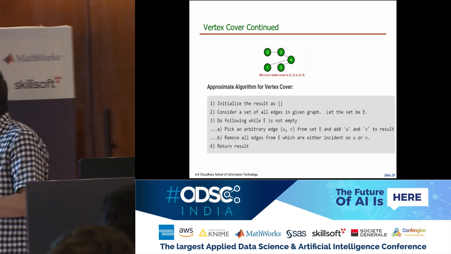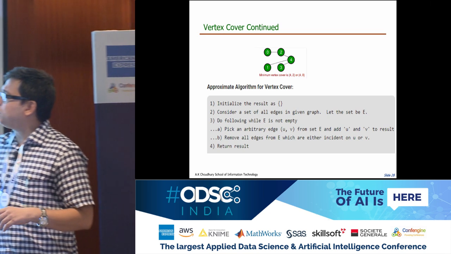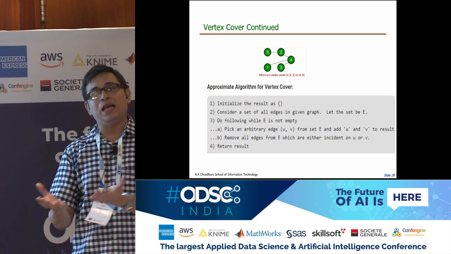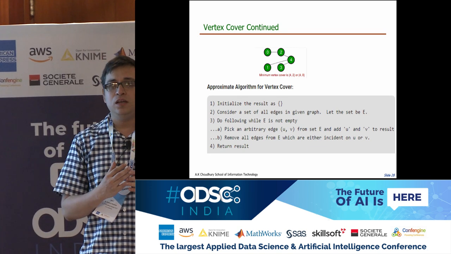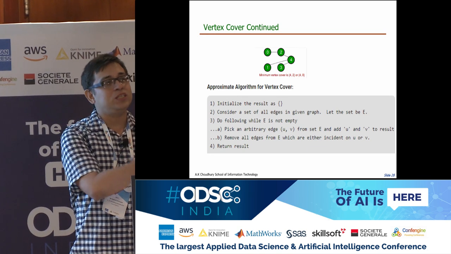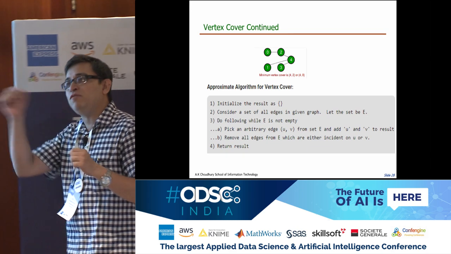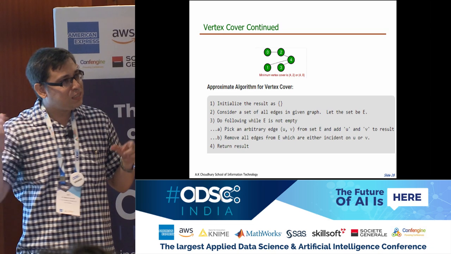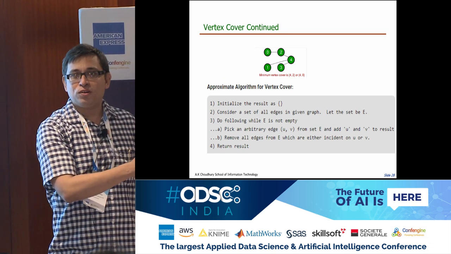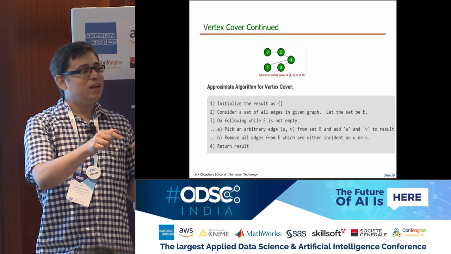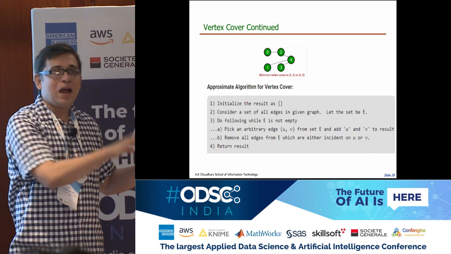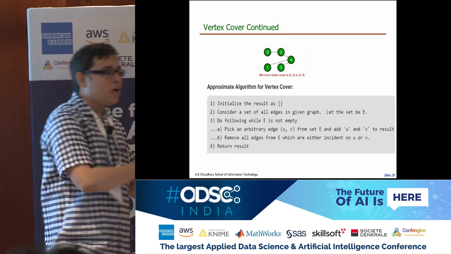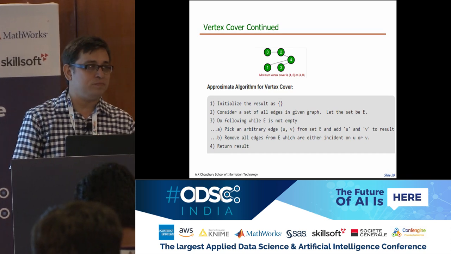So let us not get into that here, but a very simple algorithm can be: I will start with the result set as empty, and then I pick any arbitrary edge, maybe having nodes like U and V. So I add U and V to the result set, and whatever edges were incident on U and V, I will remove them from the graph. Again, I will pick an arbitrary edge, add those to my result set, and reduce the graph until the graph doesn't exist. So this is how I can form a very simple algorithm.